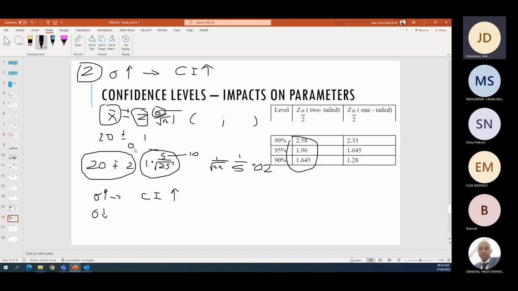0,2 would have then been smaller than the original of 1. So when standard deviation basically goes down, the confidence interval will go down.